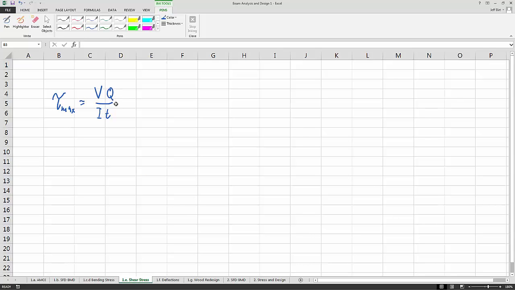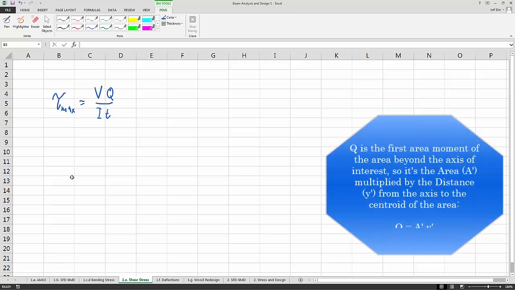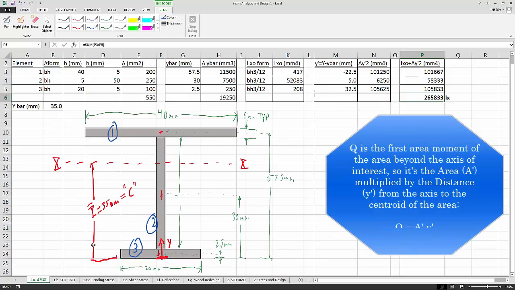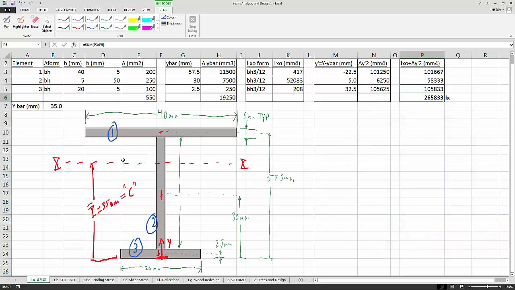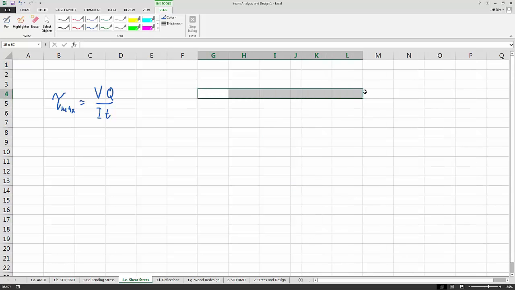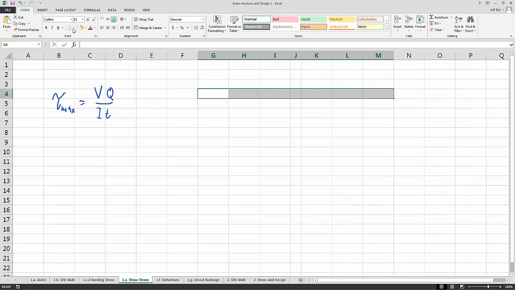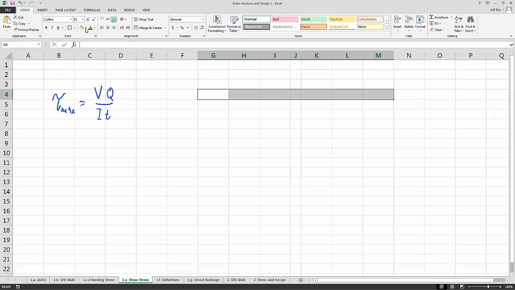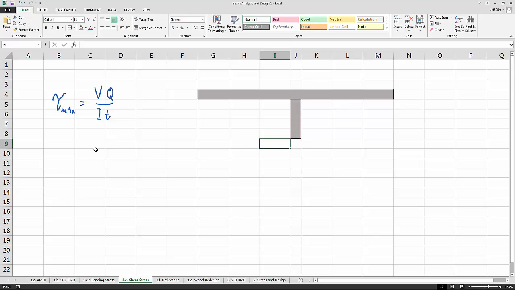The next question really is Q. What is Q? Well, we create a sketch of the cross section here that is above or below the centroidal axis, whichever one is easier. Since they're both T's in this case, it doesn't really matter. So I'll just sketch one out here. Okay, so we have this cross section.